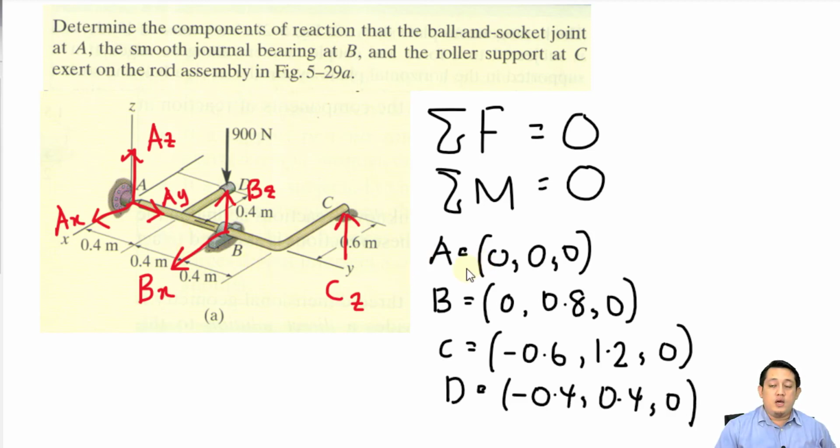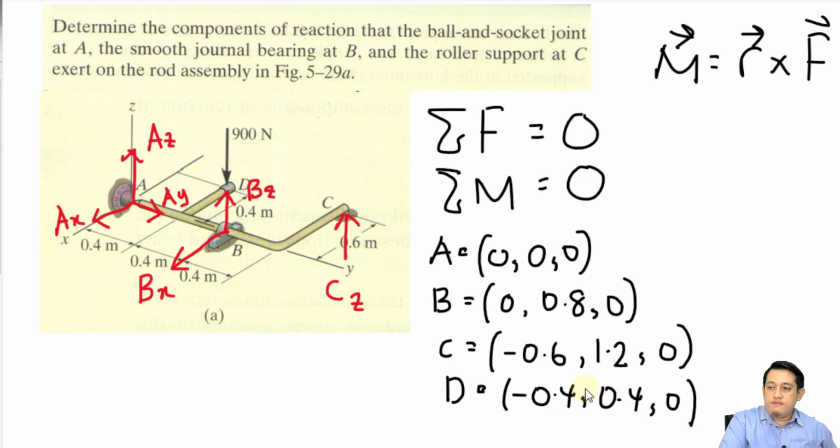Okay, now we have all the coordinates that we need: A, B, C, and also D. These are the coordinates. Then from these coordinates, we can find the direction. So for the moment, M is equal to R cross F.